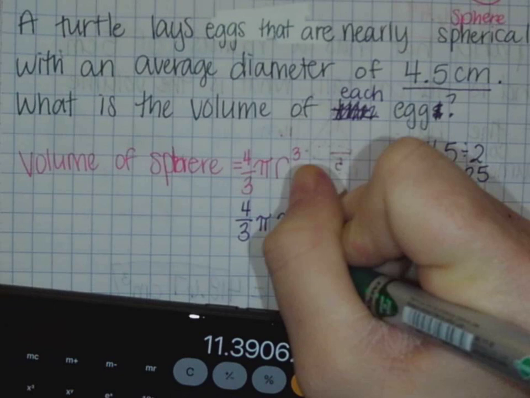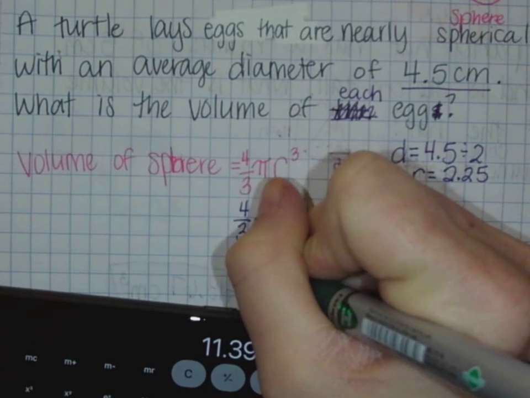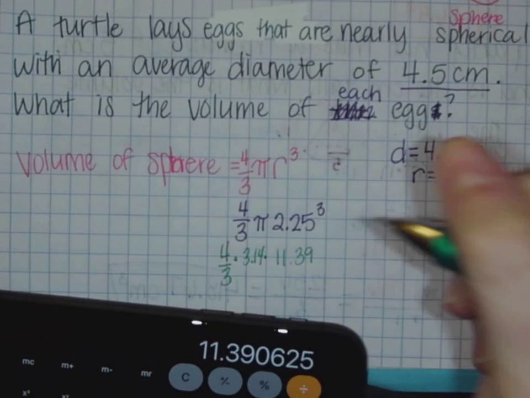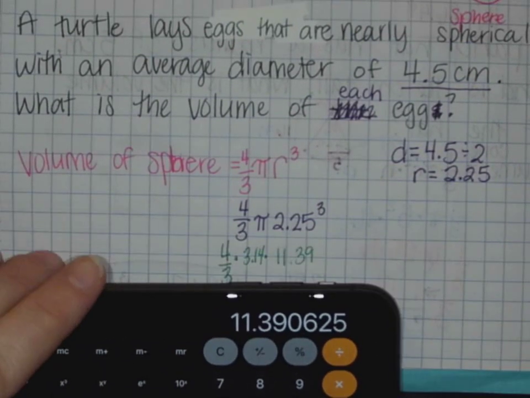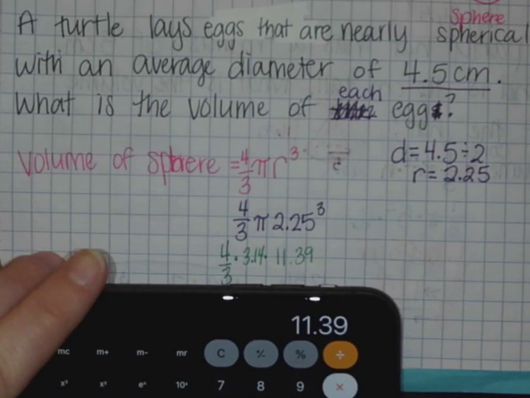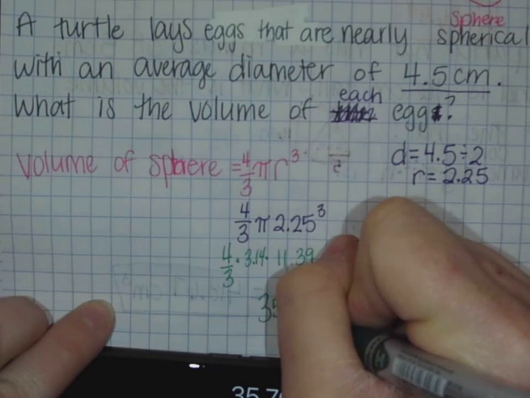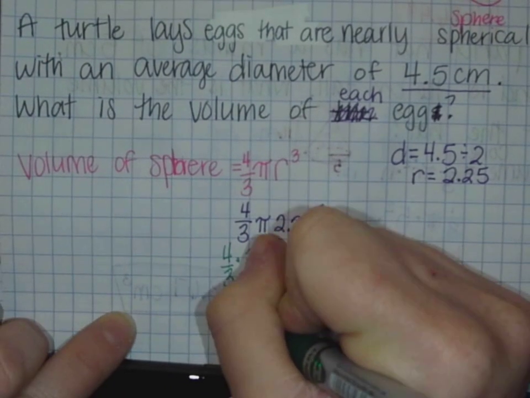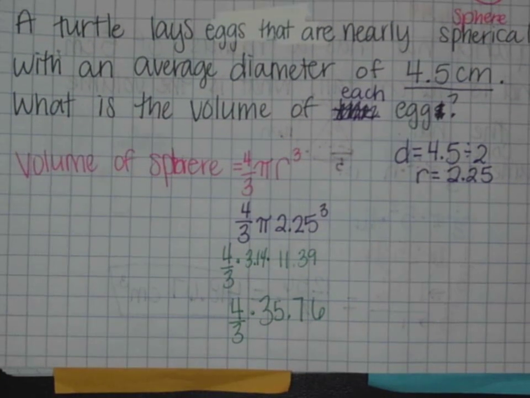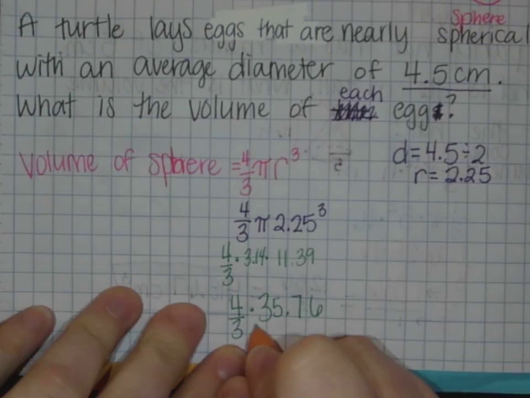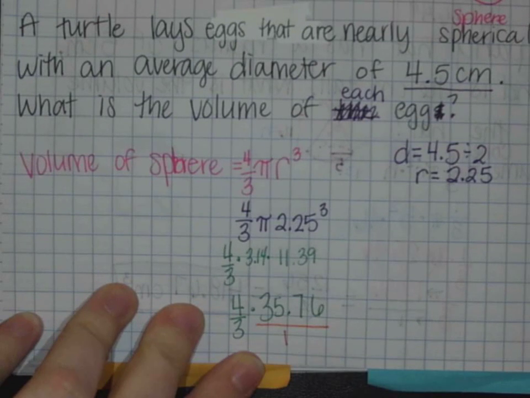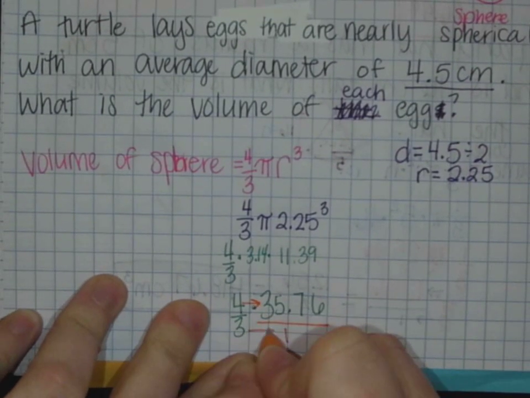So that is 11.39 times 3.14 times 4/3. I'm going to take 11.39, multiply by 3.14, and I get 35.76 times 4/3. Again, hopefully you remember this because I feel like I say it over and over again, which is probably annoying, but I just want to make sure everybody remembers. When we're multiplying fractions, multiply across the top, multiply across the bottom.